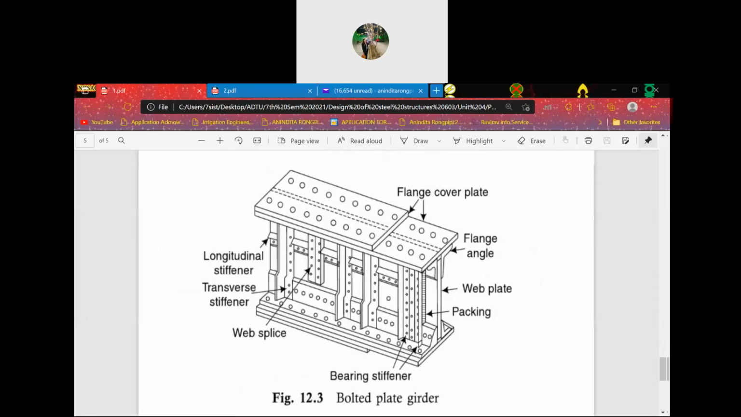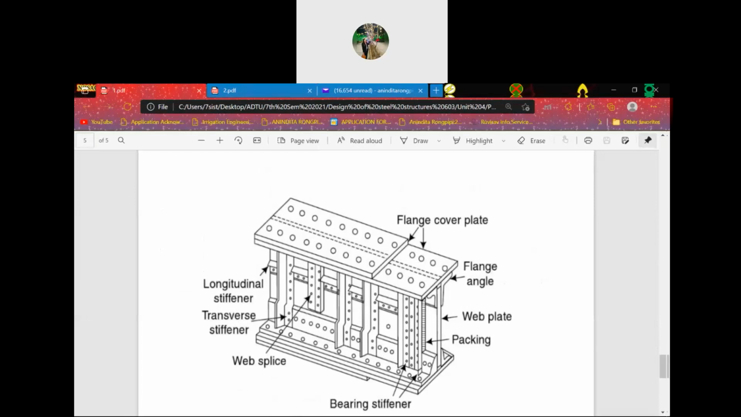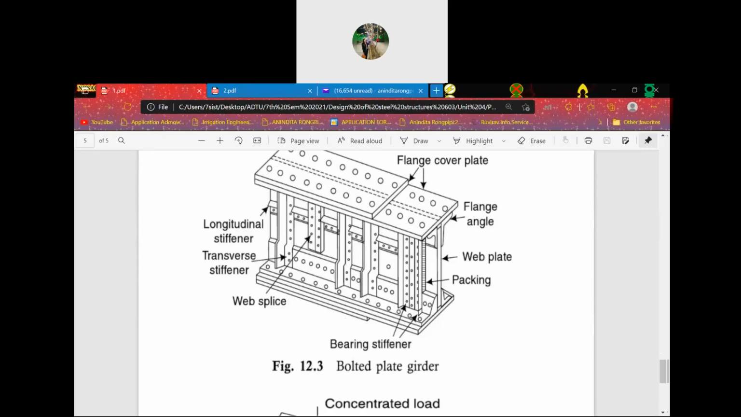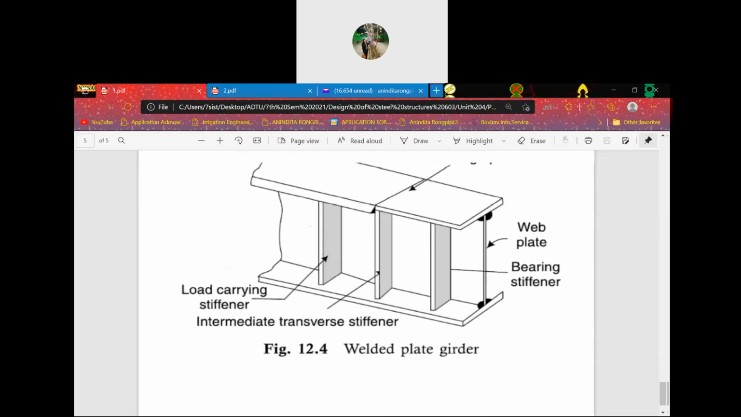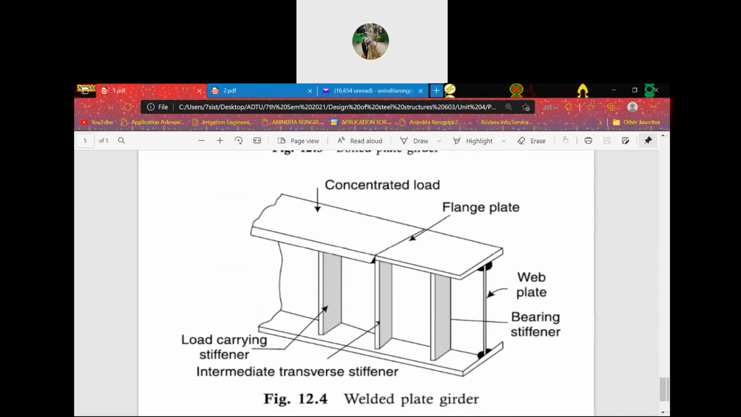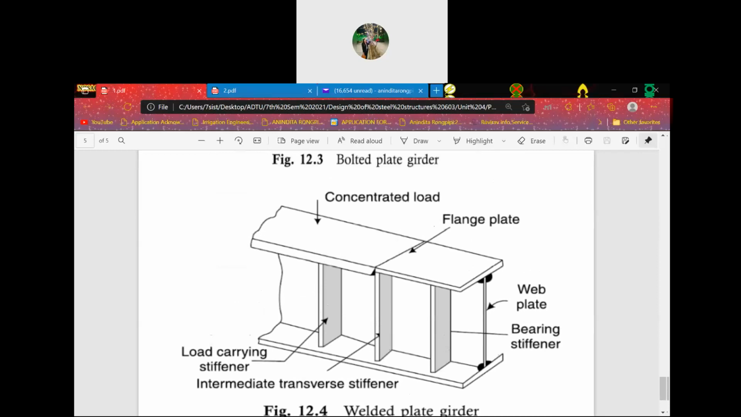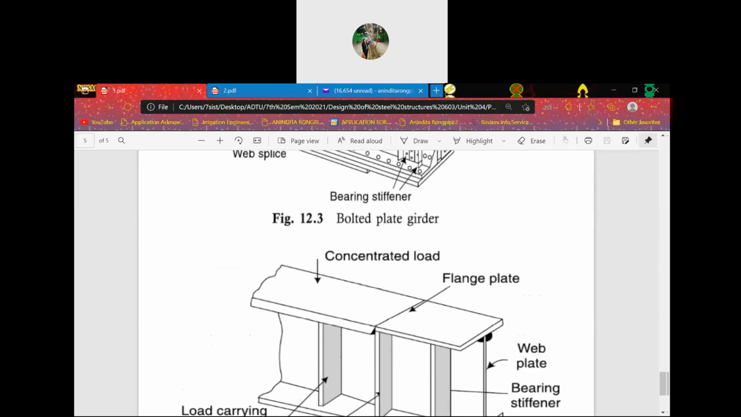Bolted plate girders have longitudinal stiffener, transverse stiffener, web plates, flange cover plates, flange angles, and bearing stiffener. Then next is welded plate girders having load carrying stiffeners, intermediate transverse stiffeners, bearing stiffeners, web plate, flange plate, and concentrated load.